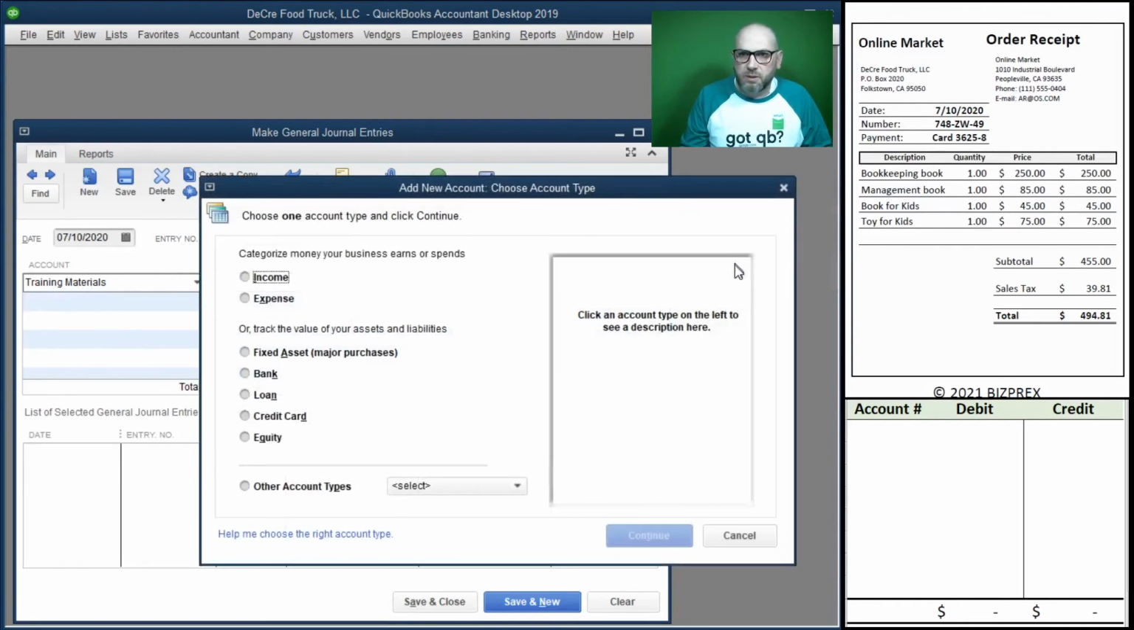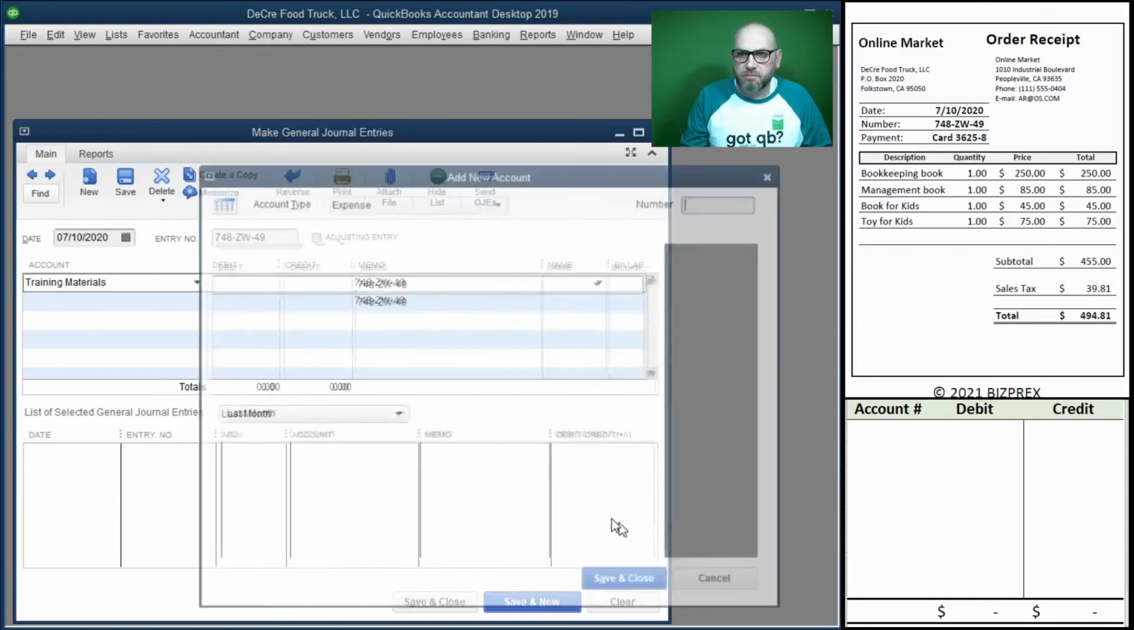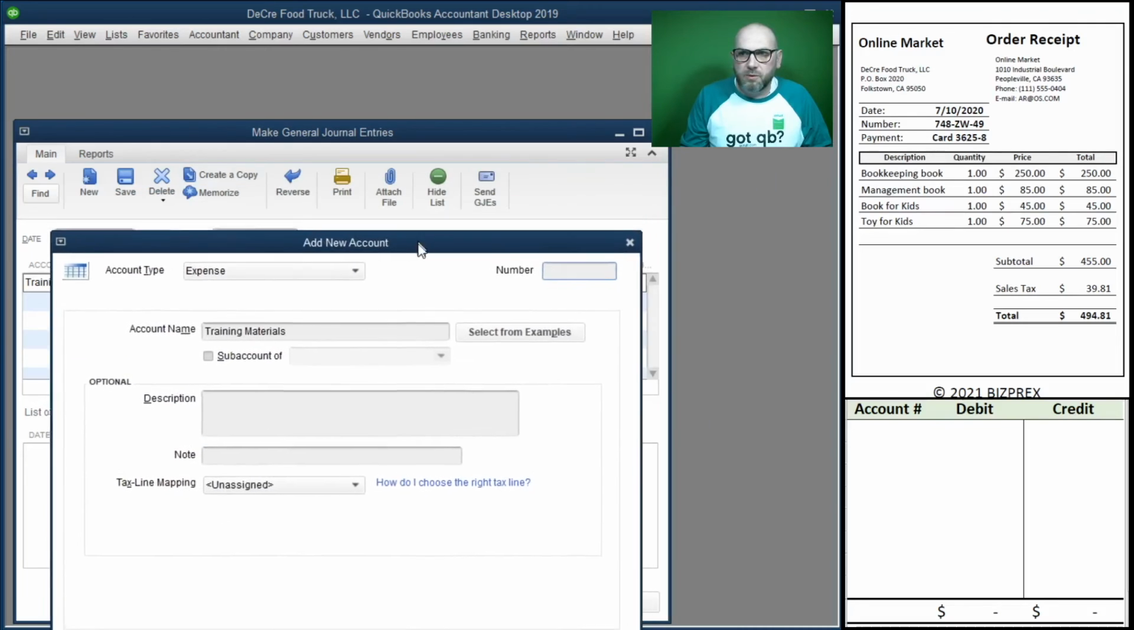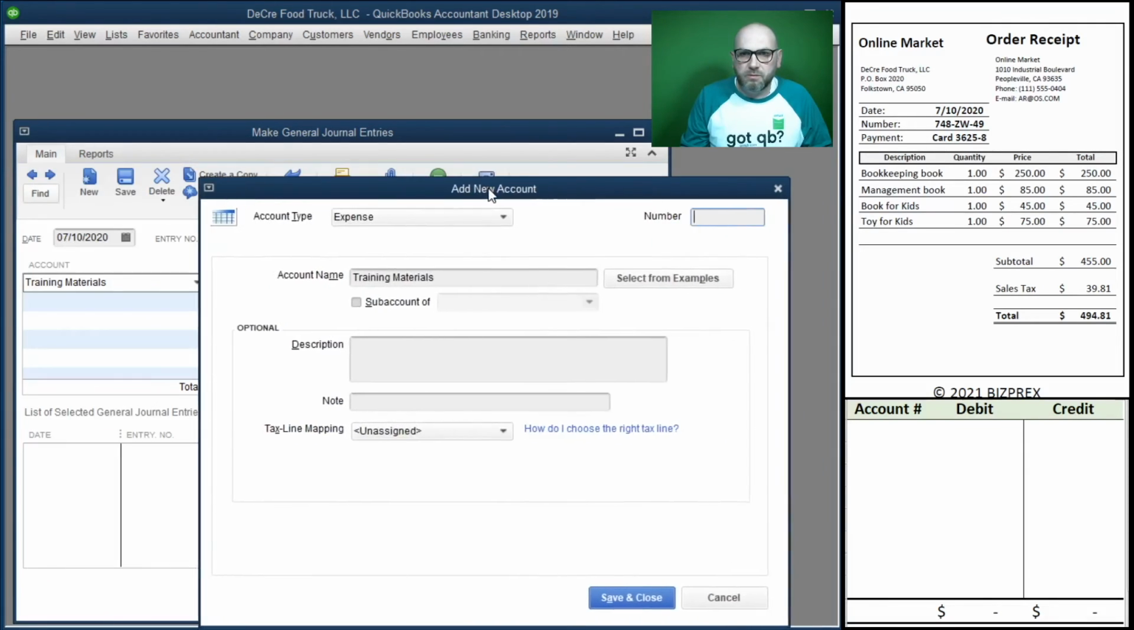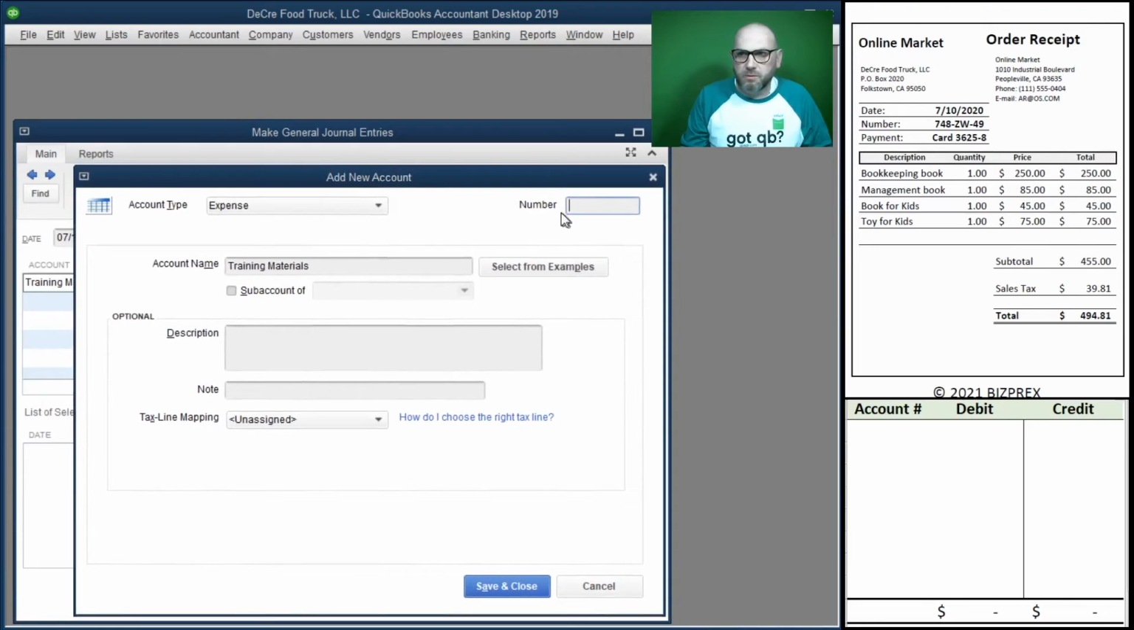Alright, we're going to set it up. It's going to be an expense account. Alright, remember we're using account numbers when we do that. So let's go ahead and assign an account. Well, we'll assign it in a second. I'll show you a better way just to make sure that it's in the right position. So let's go ahead and save and close.